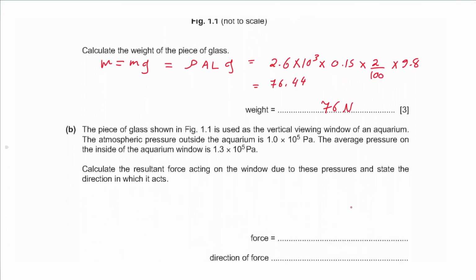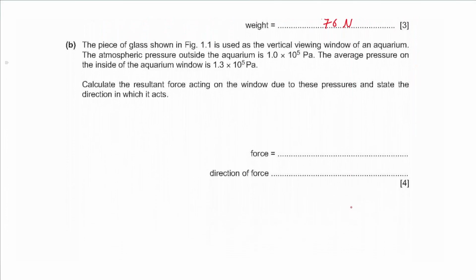Part B says the piece of glass shown in figure 1.1 is used as the vertical viewing window of an aquarium. The atmospheric pressure outside the aquarium is 1.0 times 10 to the power of 5 Pascal, and the average pressure on the inside of the aquarium window is 1.3 times 10 to the power of 5 Pascal. Calculate the resultant force acting on the window due to these pressures and state the direction in which it acts.